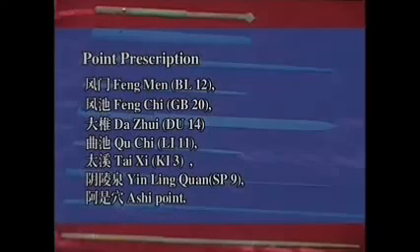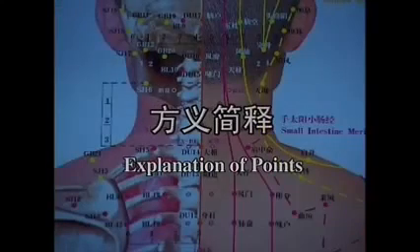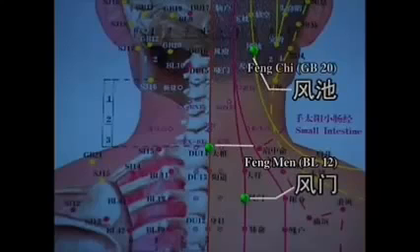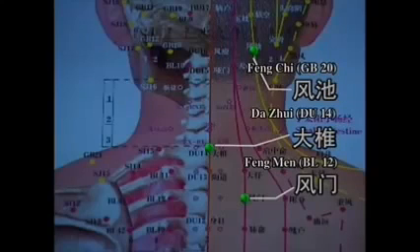Point prescription: bladder 12, gallbladder 20, governing vessel 14, large intestine 11, kidney 3, spleen 6, and Ashi points. Explanation of points. Bladder 12, gallbladder 20, and governing vessel 14 are all key points in treating wind disorders and all have the function of clearing heat.